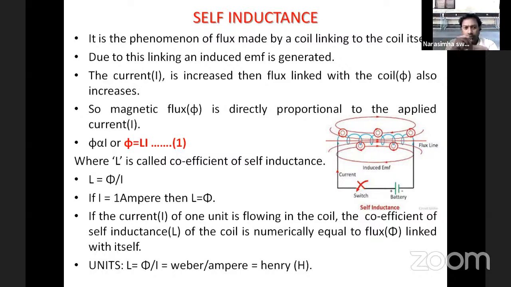So now we move on to this. It is a phenomenon of flux made by the coil linked to the coil itself. That's why the name self-inductance. Whenever the coil is connected to a varying current, then what happens? The magnetic flux also changes in the coil. So this change in magnetic flux produces induced EMF in the coil.